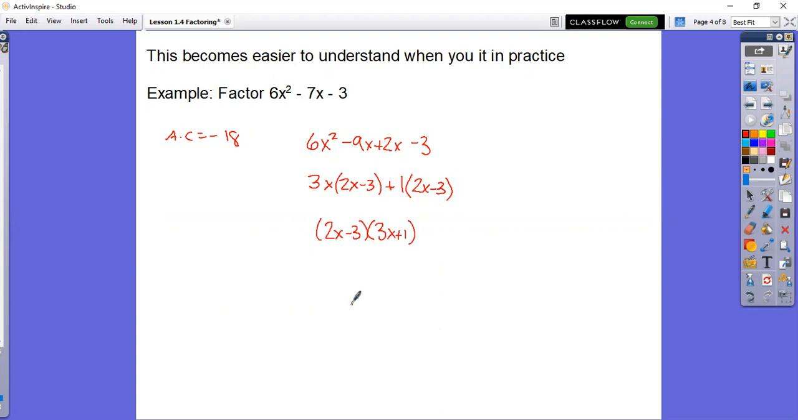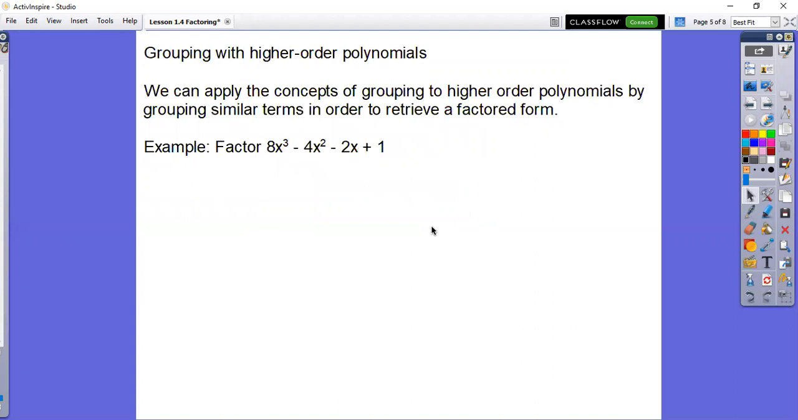So again, if you need some more examples of these, let me know. We're going to go through some more in class, but we're just running through the basic examples for right now. All right, so I said that we were doing factoring by grouping because it'll be useful for other higher order polynomials as well.